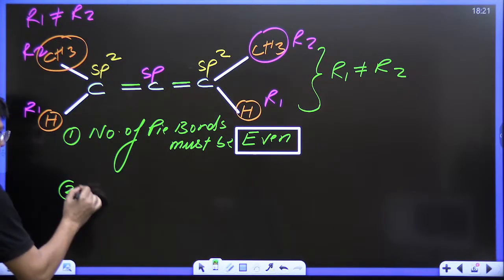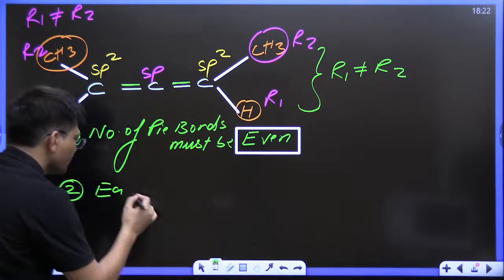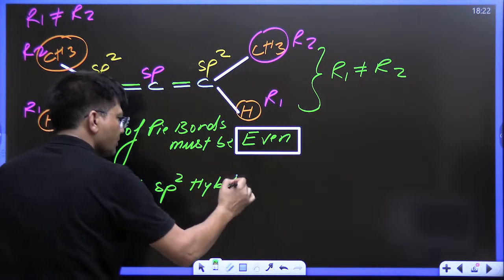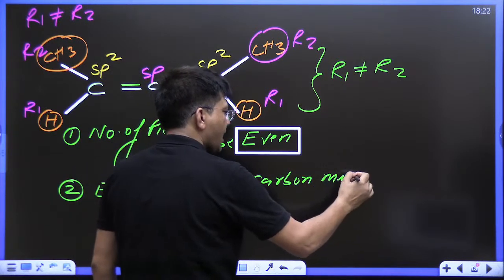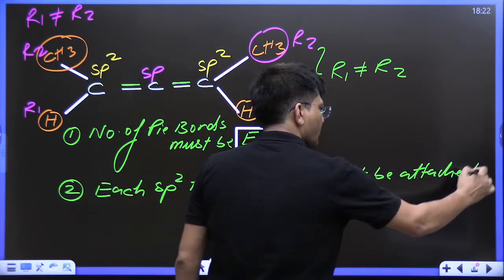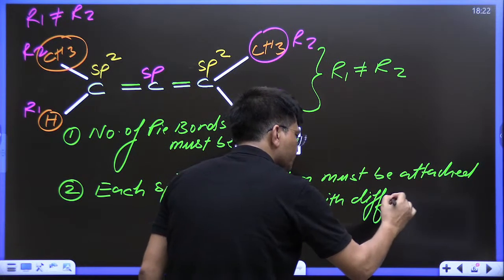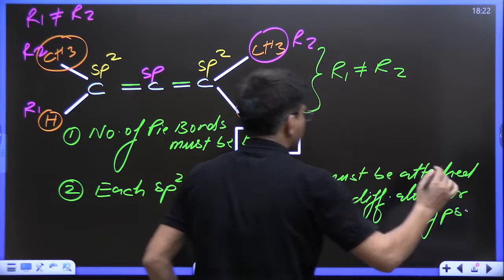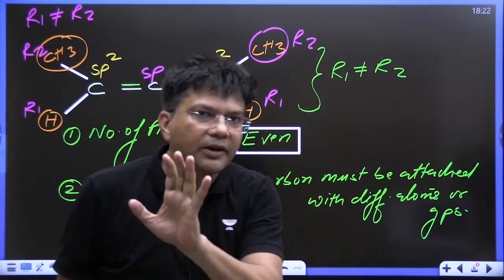And second condition, as I have told you, each sp2 hybridized carbon must be attached with different atoms or groups. Atoms or groups. Are you able to understand, kids? Everyone? Is everyone able to understand?